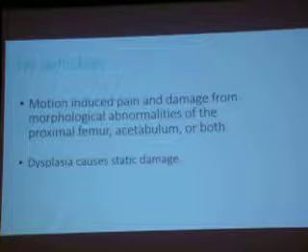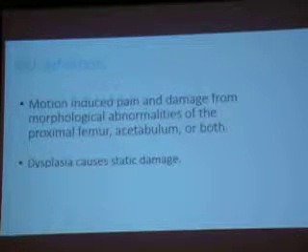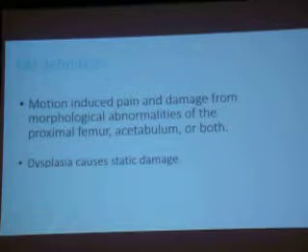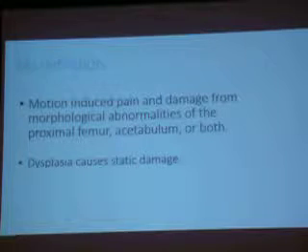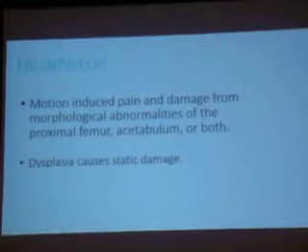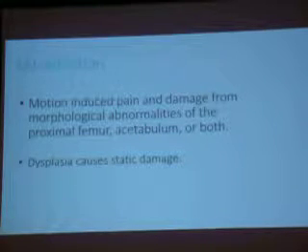From my understanding of the various types of FAI that I'm going to discuss, the all-inclusive definition of FAI is a movement-induced problem. It's a motion-induced problem, pain and damage from morphological abnormalities of the femur, acetabulum, or both. It's an all-encompassing thing. Abnormalities of the femur and acetabulum causing stress in the hip with motion, causing impingement. That's what it is, fully inclusive.